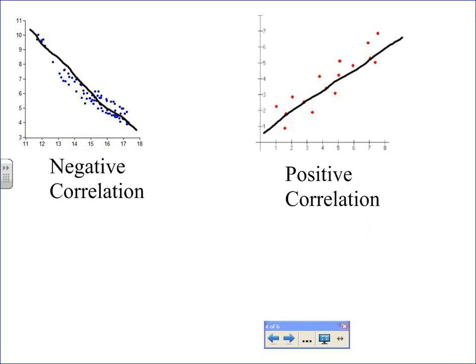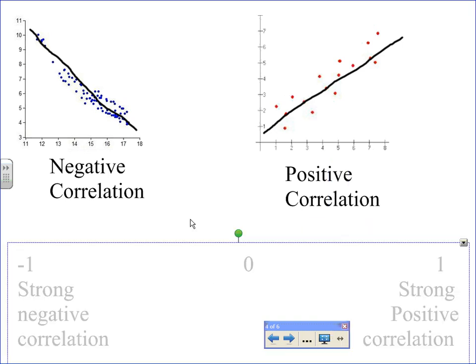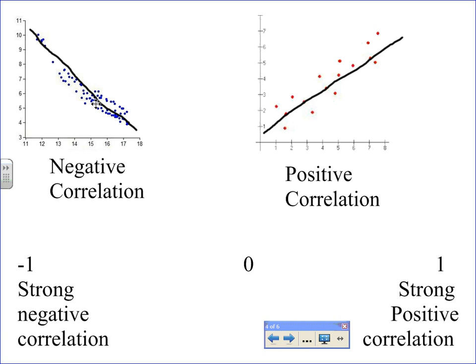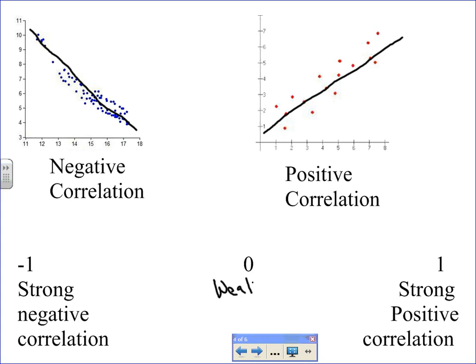Now here's the thing with correlation. When the slope of the line is -1, that's a strong negative correlation. When the slope of the line is +1, that's a strong positive correlation. The closer the slope is to 0, the weaker the correlation is.